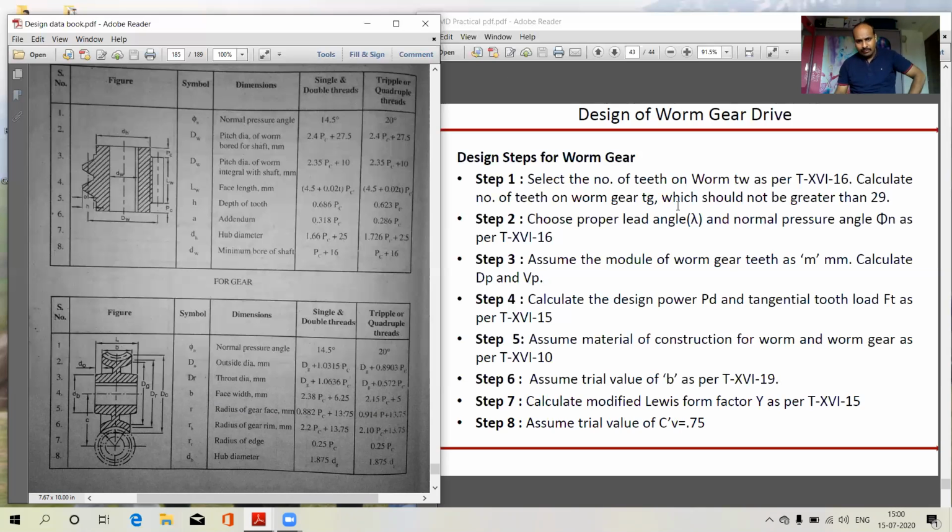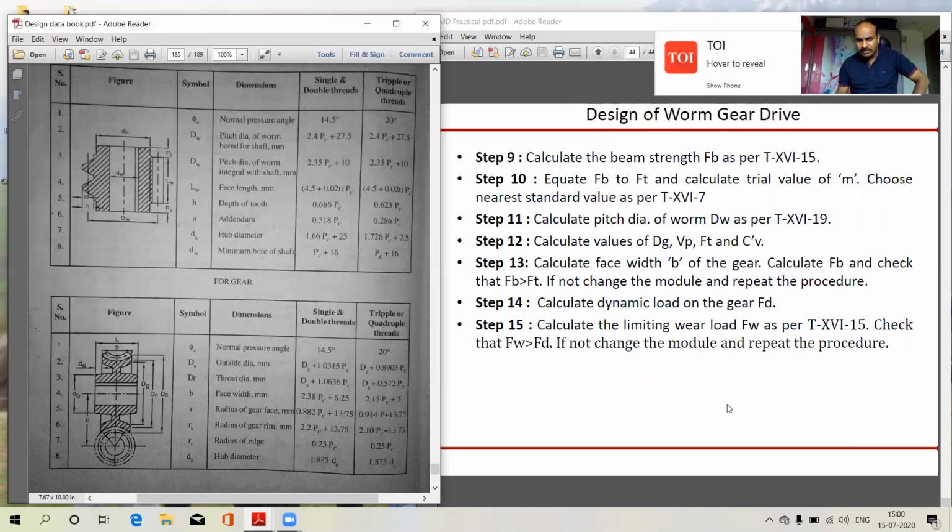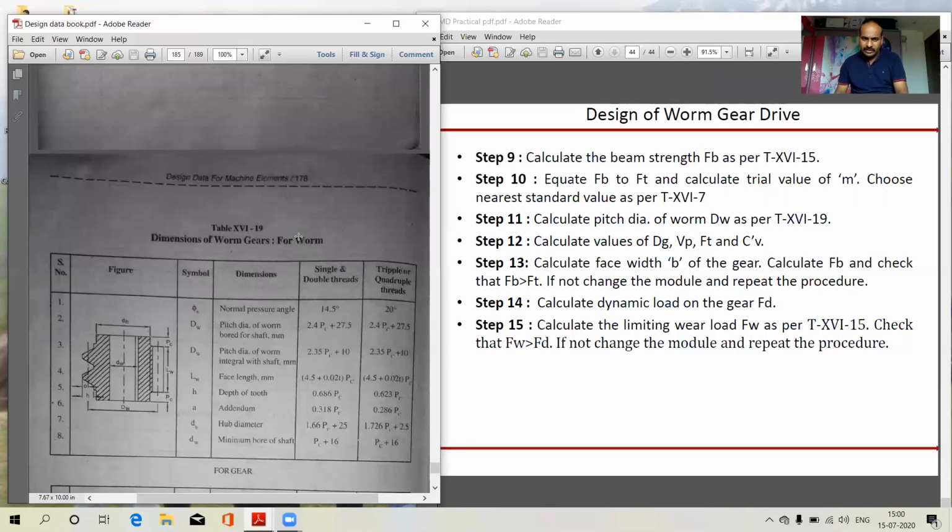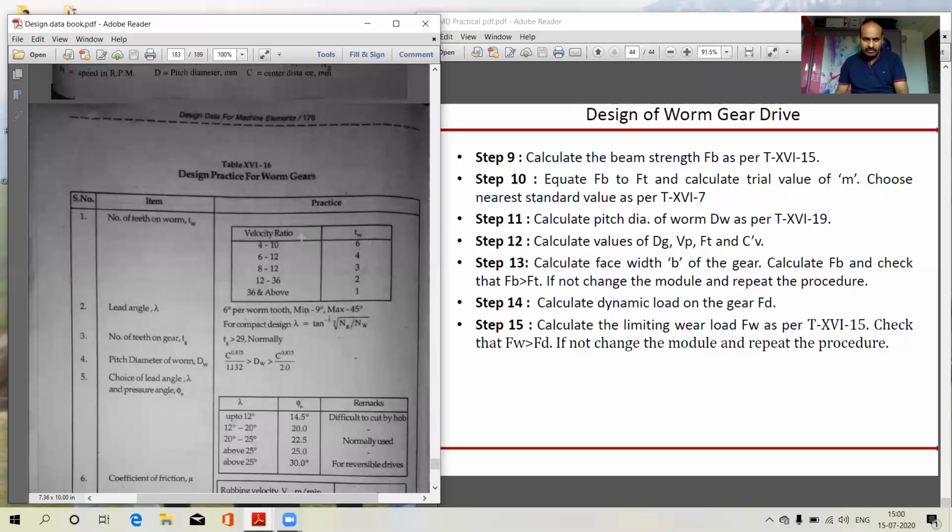Okay. Now moving forward, step number 7, calculate modified Levy's factor. It is also already done. Assume trial value of CV, that is coefficient of velocity factor. Now calculate the beam strength as per the table. You already have all the values. Now you have to calculate the beam strength according to the equation.